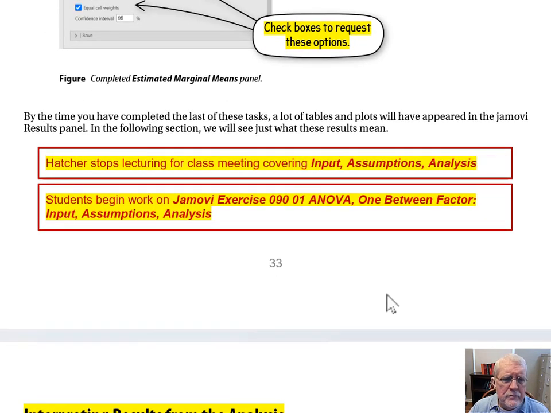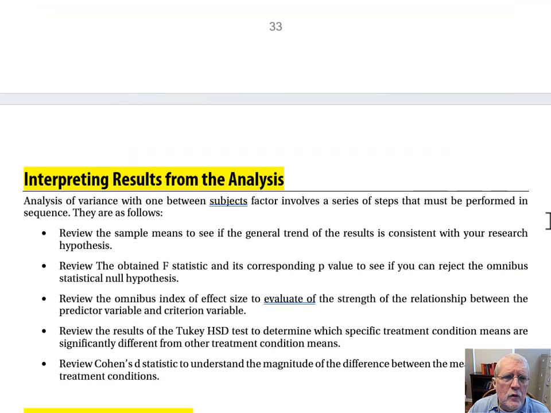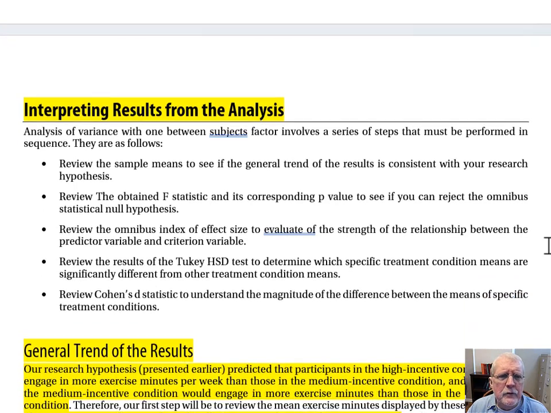To refresh your memory, at the end of part one, we were at page 33 of this set of lecture notes. And I have the red box that says Hatcher stops lecturing for the class meeting covering input assumptions and analysis. Students began working on Jamovi Exercise 09001, ANOVA with one between subject factor, input assumptions, and analysis. That was the previous unit. In this unit, we're going to begin on page 34. And page 34 is where the section headed Interpreting Results from the Analysis begins. Let's scroll down to page 34.